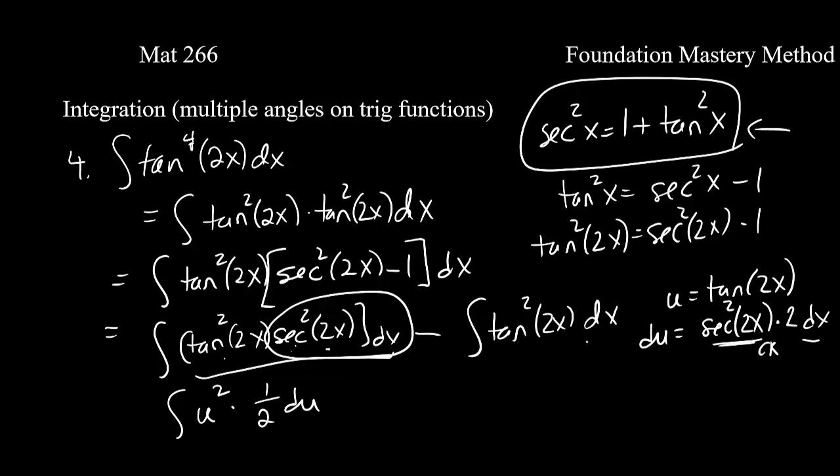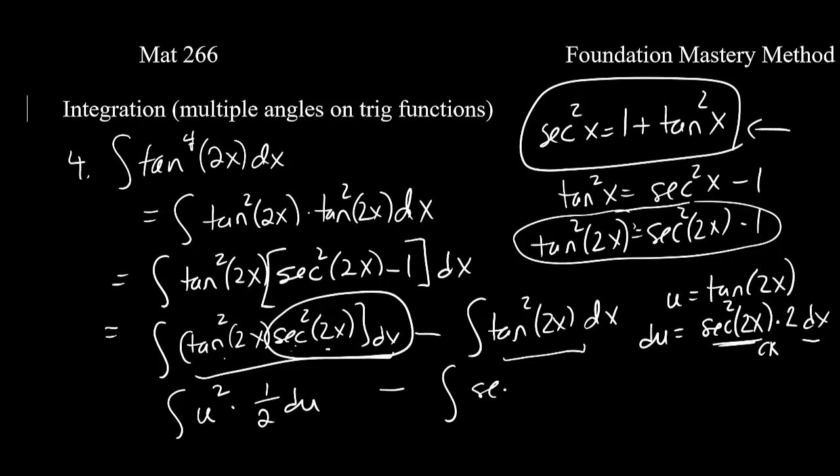And now for the second integral here, we don't know an antiderivative for tangent squared, but we do know one for secant squared. So let's use our identity again to rewrite that tangent squared of 2x as secant squared of 2x minus 1. We'll have minus the integral of secant squared of 2x minus 1.